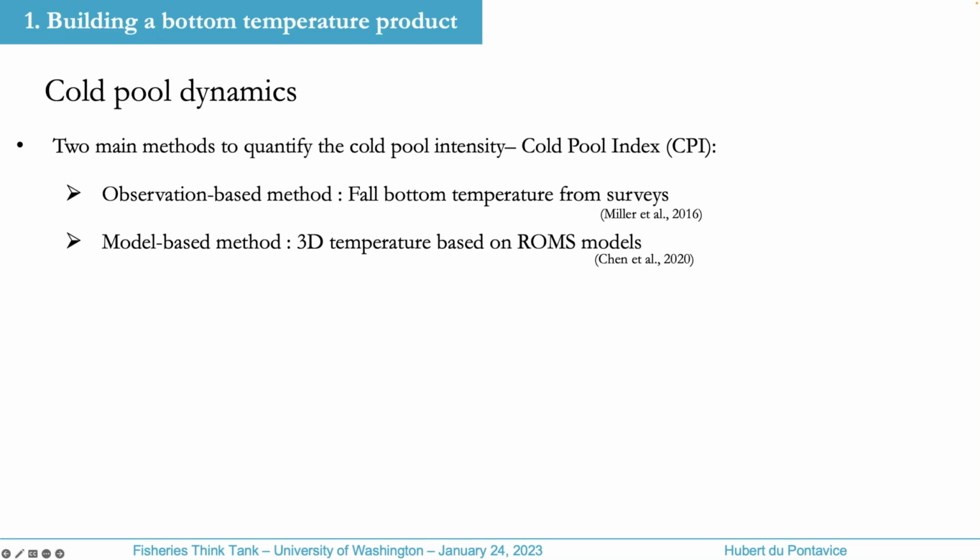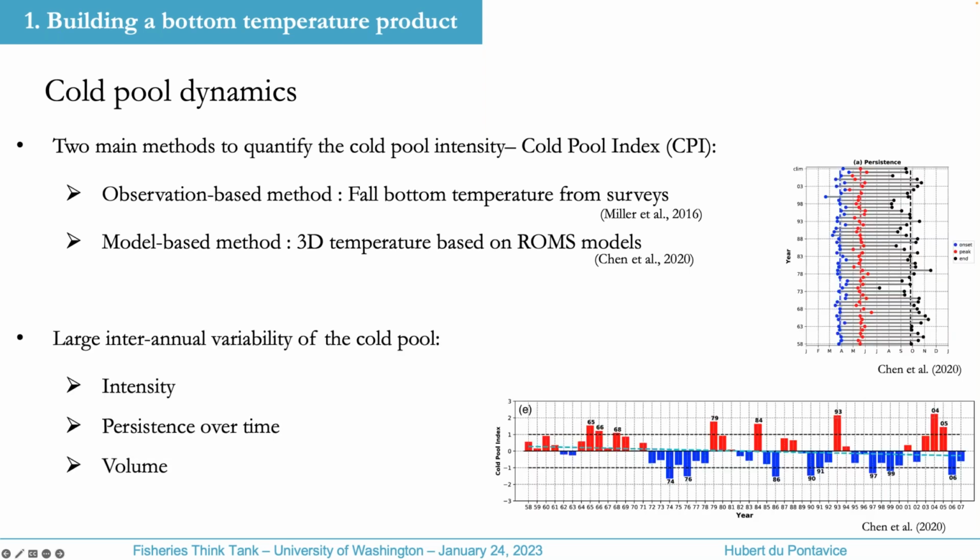And another method was developed by oceanographers based on 3D temperature estimates coming from an ocean model in a study led by Xiaomin Chen. These two studies highlighted a large interannual variability of the cold pool in terms of intensity, persistence over time, and volume. So this is the spatial extent of the cold pool.